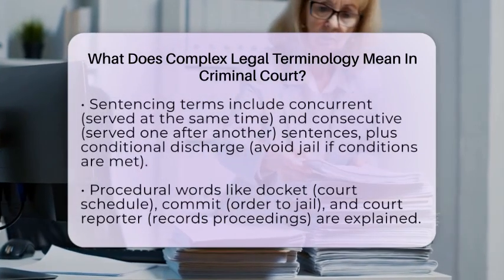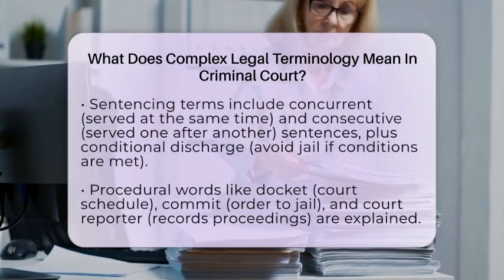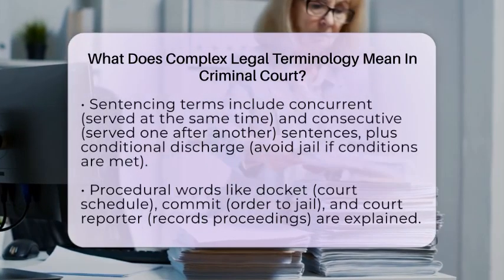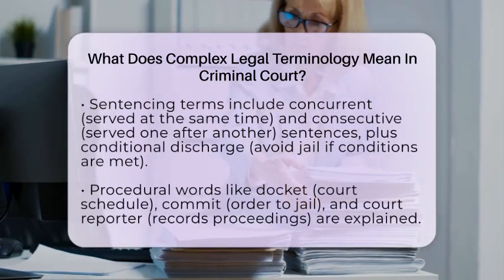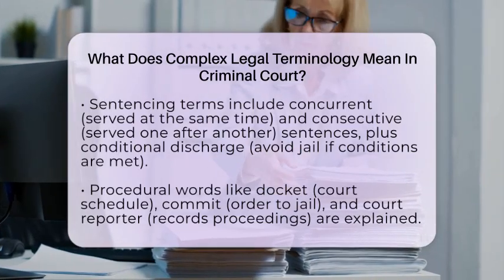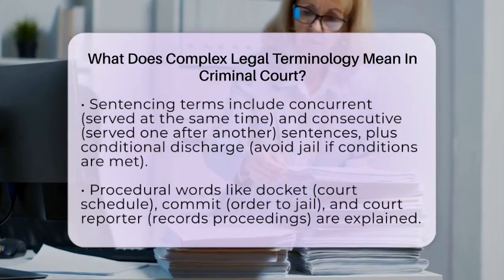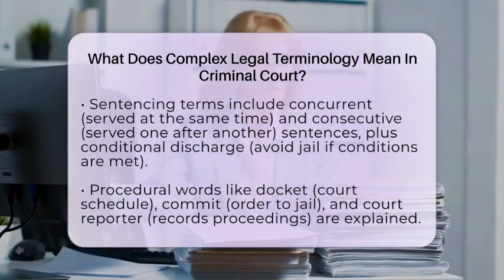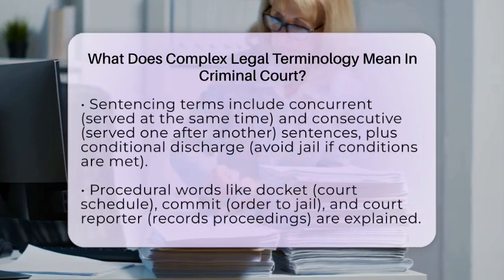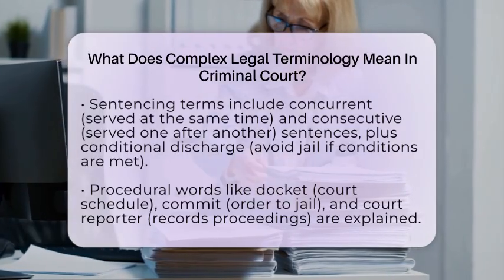When it comes to sentencing, terms like concurrent and consecutive sentences are important. Concurrent sentences are served at the same time, while consecutive sentences are served one after the other. Conditional discharge is a sentence where the defendant avoids jail if they meet certain conditions. Procedural words are also key. A docket is the court's schedule of cases. To commit someone means the court orders them to jail or another facility. A court reporter records everything said during the trial.